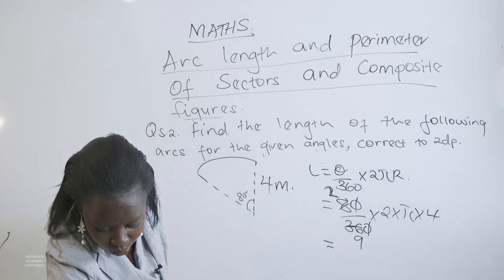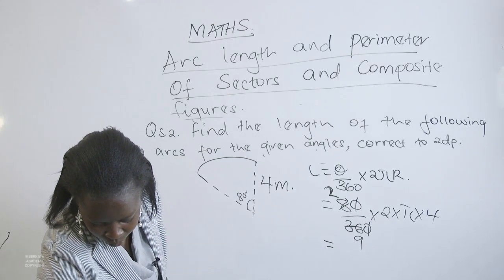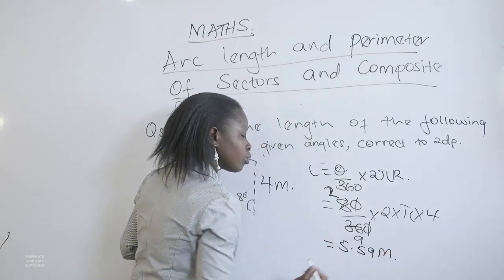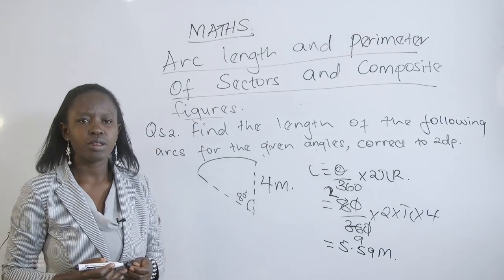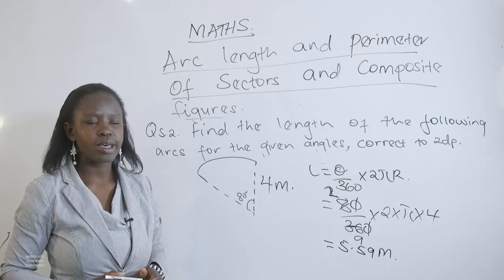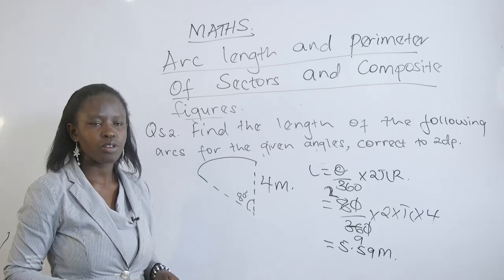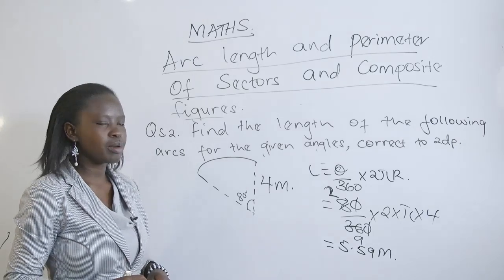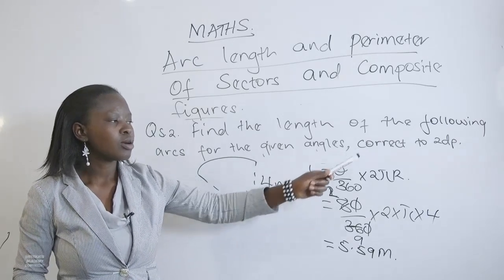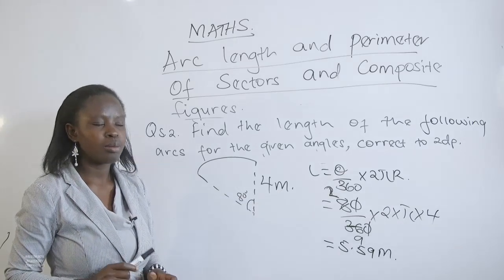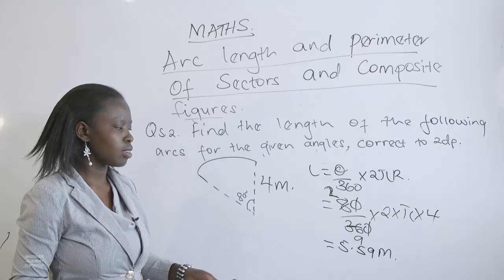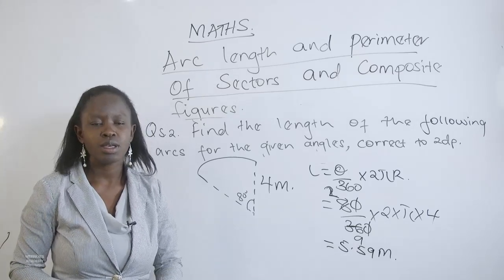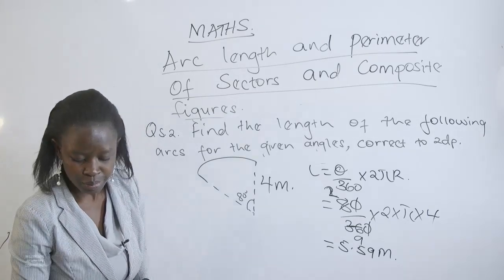So when we work it out, we get that our length of the arc is 5.59 meters. Remember, we are giving our answer correct to 2 decimal places. So we need to consider the number of decimal places in our answer.